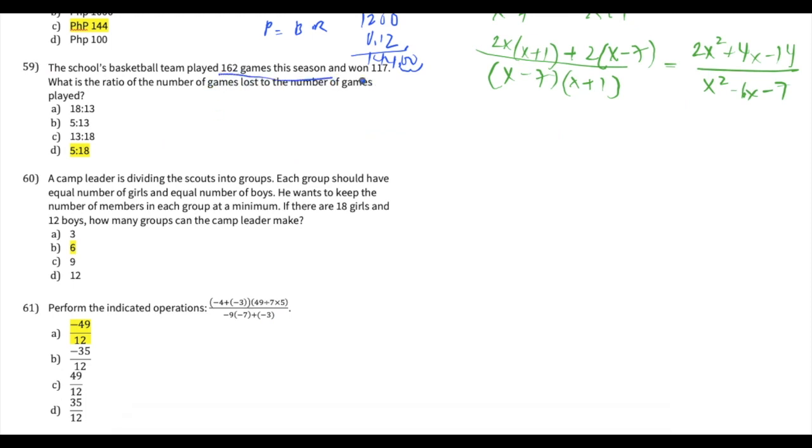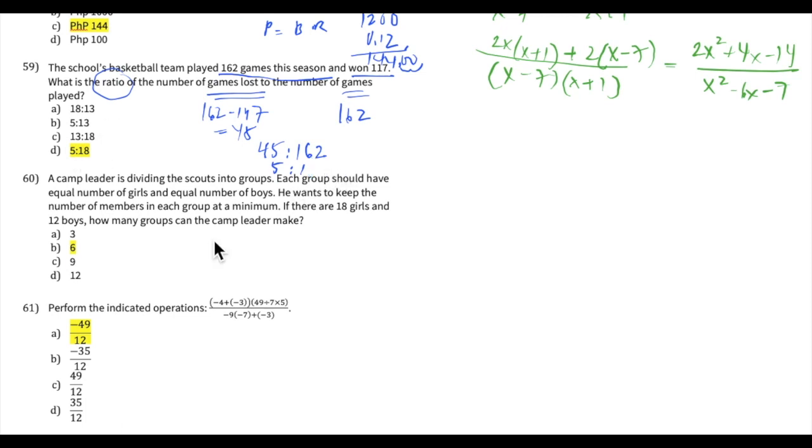162 games this season and won 117. What is the ratio of the number of games lost to the number of games played? So, games played is 162. The number of losses, when 117 is the wins, would be 162 minus 117 or 45. Okay? So, the ratio we are looking for is 45 is to 162. If you check this, both are divisible by 9. Simplify, that would be 5 is to 18, or letter D. Okay, number 60.